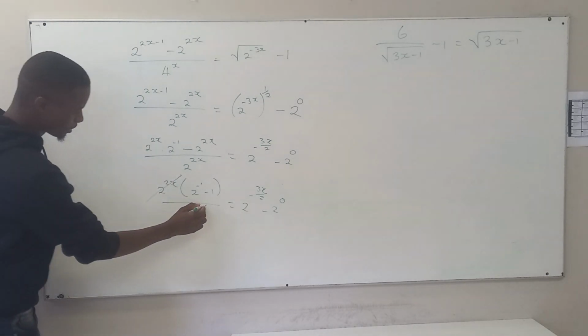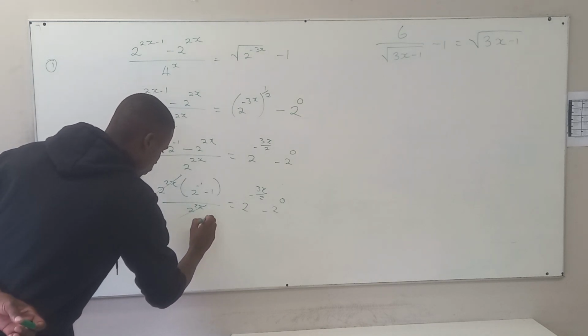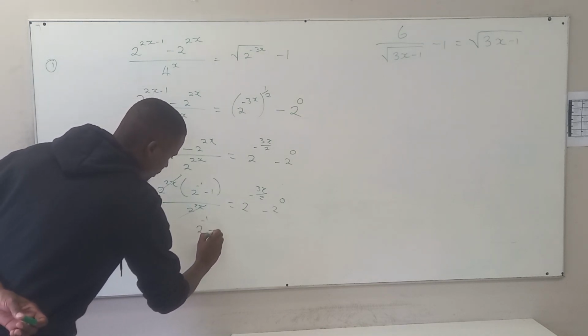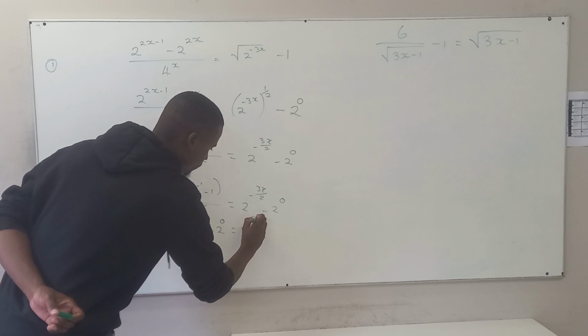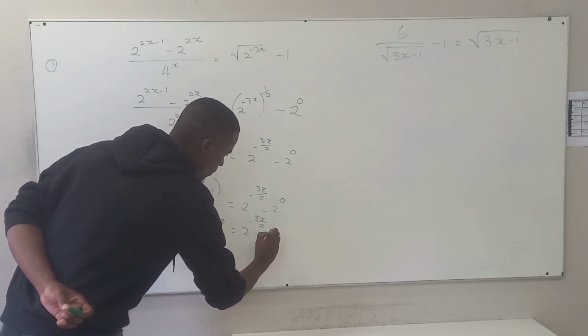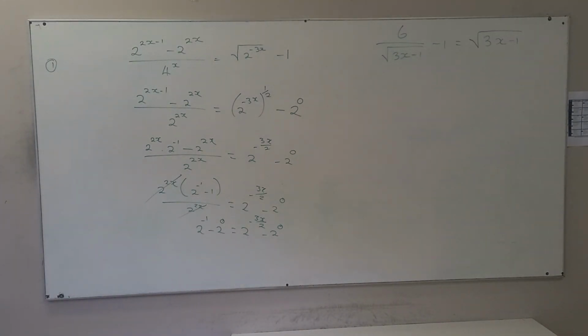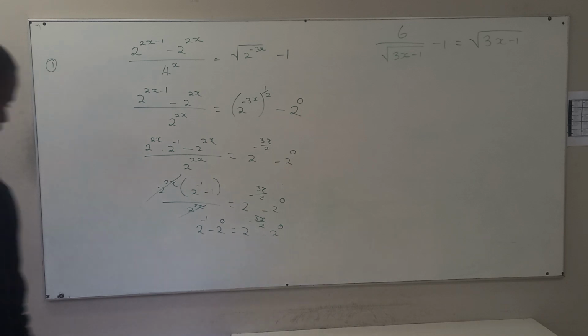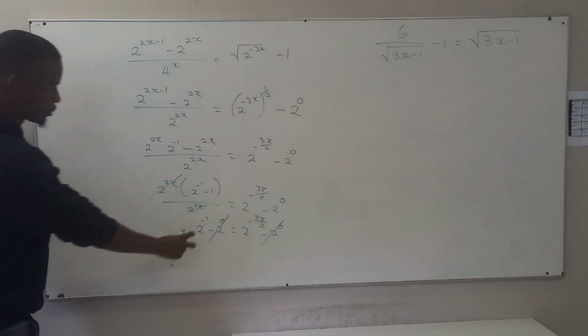Okay, this one will cancel this one. Then we're going to be left with 2 to the power negative 1, which is the same as negative 2 to the power 0, right? Then 2 to the power negative 3x divided by 2 minus 2 to the power 0. Now what do we do next? Negative 2 this side, right? So this one and this one, right? Then we are left with 2 to the power half and that.